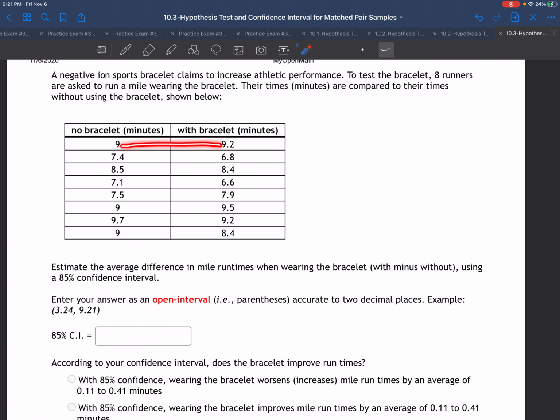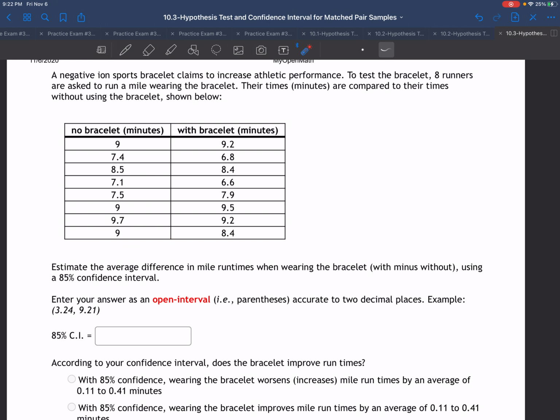So 9 minutes, 9.2. It looks like this runner went faster with no bracelet than he did with the bracelet. So that's not good. He's actually slower with the bracelet. This person did a faster time with the bracelet than without it. This person did a little faster. This person did a lot faster. This person was slower with the bracelet. This person was slower with the bracelet. No, it took a longer time. This person was a little faster with the bracelet. This person was faster, a lower time, with the bracelet.